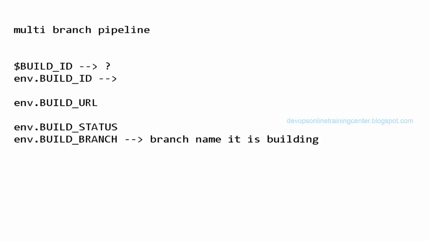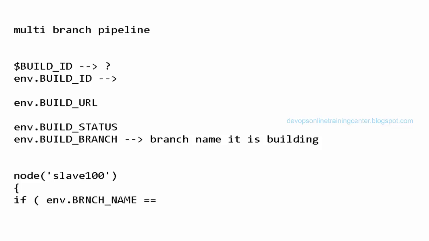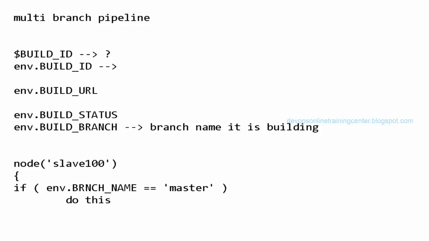So something like I start writing my Jenkins code. So I'll give node slave 100. Right. Then I start writing code. Something like we need to open the braces and if env.BRANCH_NAME is equal to master, do this, some behavior which we discussed above.